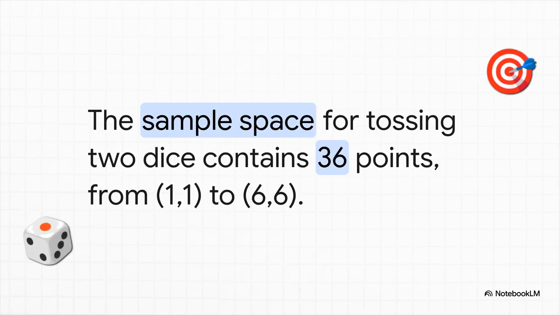Let's make this real. Imagine a super simple experiment. We're just going to toss two dice, okay? So what could happen? Well, you could get a 1 and a 1, or a 1 and a 2, a 1 and a 3. You get the idea. All the way up to a 6 and a 6. If you list out every single one of those combinations, you get exactly 36 possible outcomes. That's it. That's our sample space.